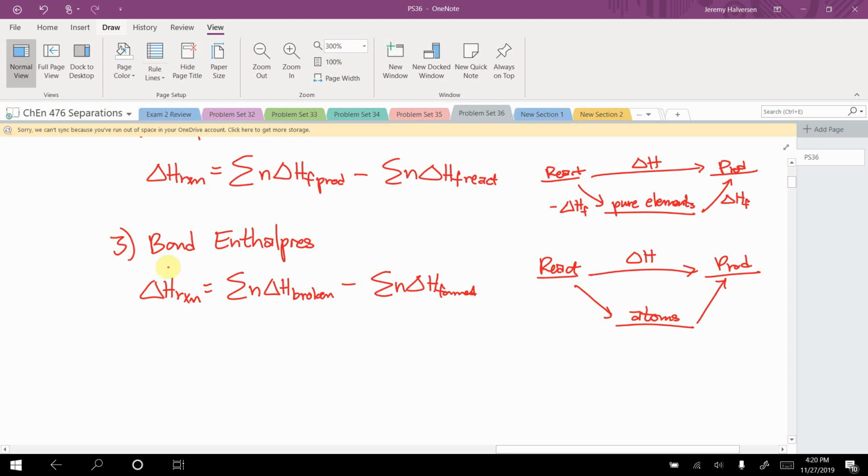But bond enthalpies is the delta H to break a bond. So I want to use the delta H for the bonds I break. That's these, breaking up my reactants. And then since bond enthalpies is the energy to break a bond, I'm going to use the negative value of the energy to break a bond for all of those things that are formed, because I'm not breaking those bonds, I'm forming those bonds.